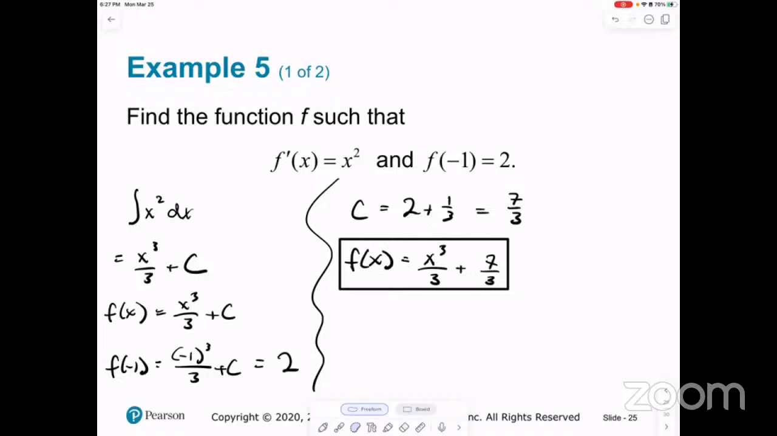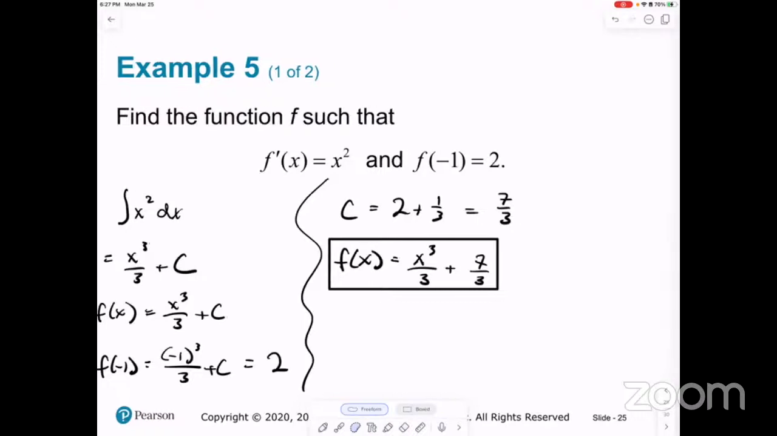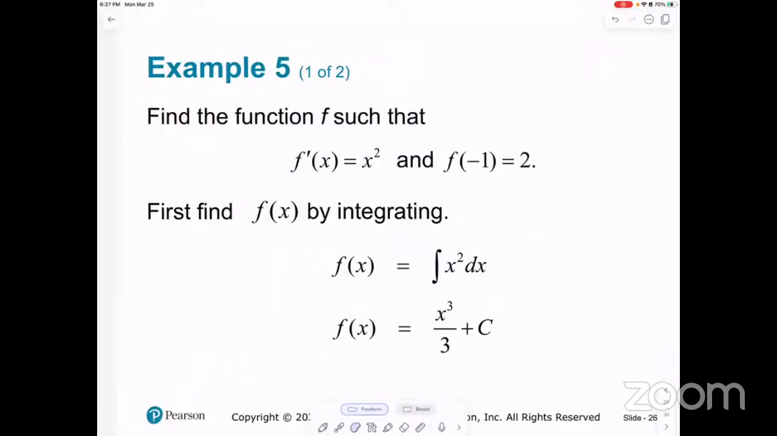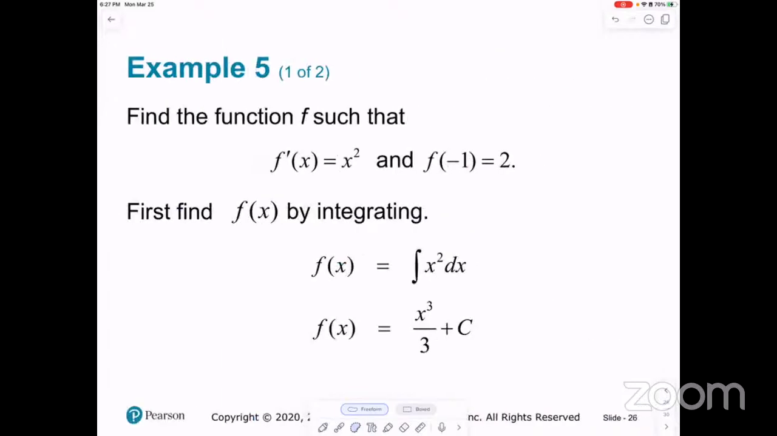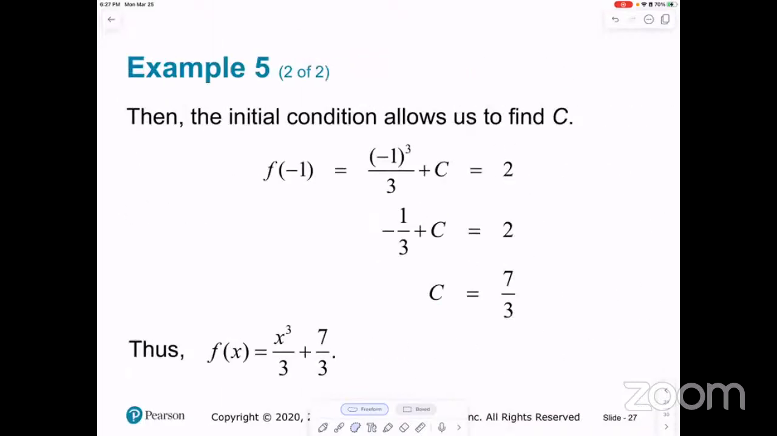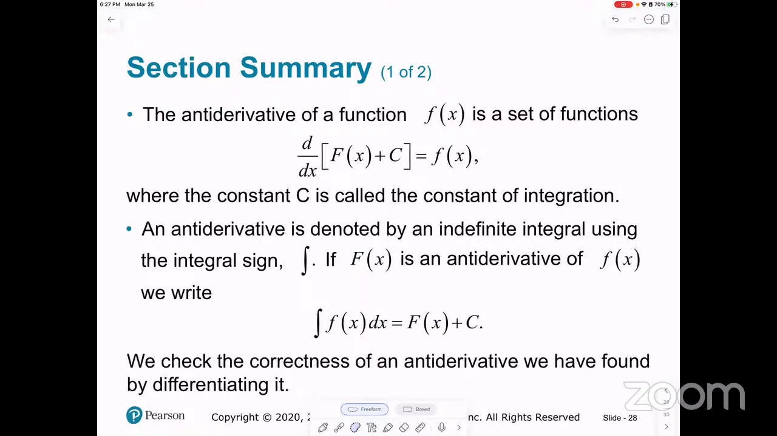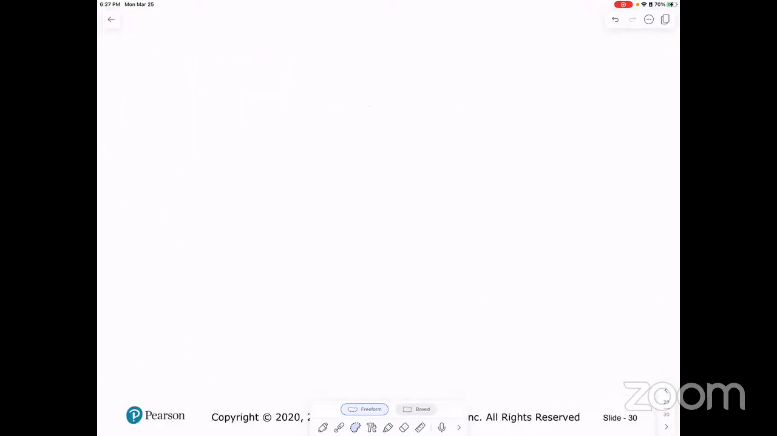Okay. Let's try another one. X cubed over 3 plus 7 over 3. Okay. All right. And so that brings us to the end of section 4.1. So I will go ahead and save section 4.2 for Wednesday. And so with the remaining time we have today, let's work through some problem sets.